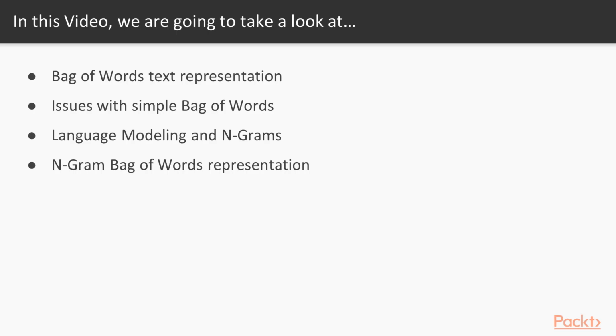In this video, we're going to take a look at bag of words text representation. We're going to do a deep dive and talk about some of the issues with simple bag of words and how to correct for these using things like n-grams. We're going to talk a bit about language modeling as well as cover full n-gram bag of words representations.